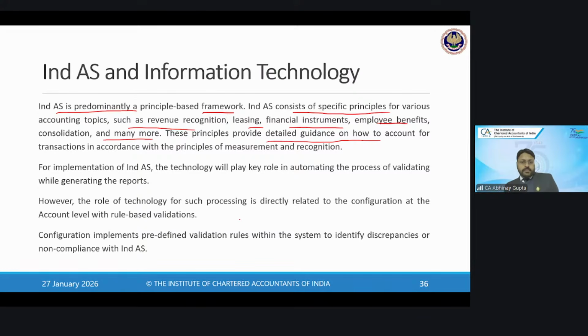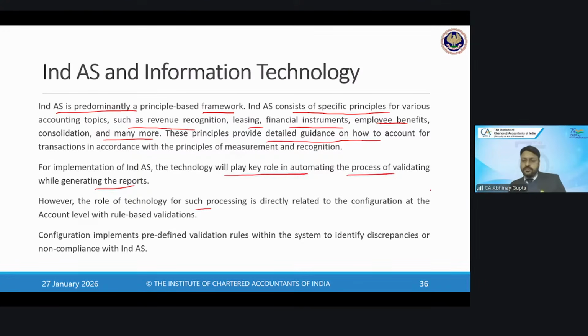So for implementation of Ind AS, technology will play a key role in automating the process of validating while generating the reports. However, the role of technology for such processing is directly related to the configuration at the account level and the rule-based validations, where configuration implements predefined validation rules within the system to identify discrepancies.